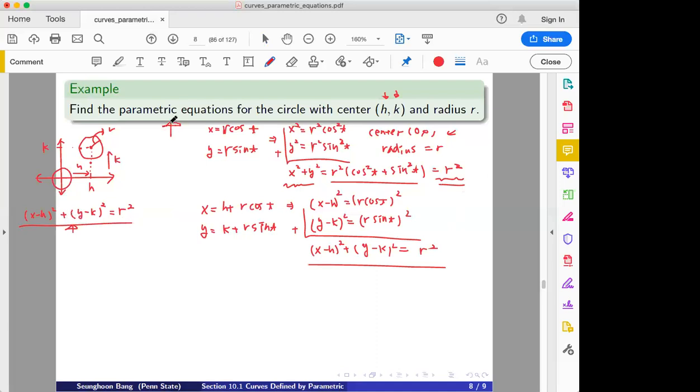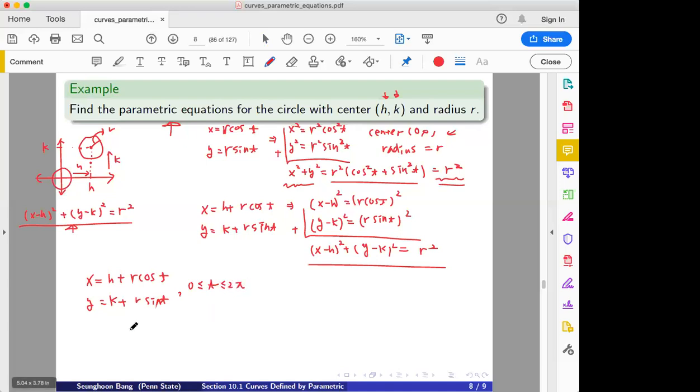So what's the parametric equation? We have this one on the right. x equals h plus r times cosine of t. The y is k plus r times sine of t. I want the point to move along the circle only once, so I can give a restriction. The t value is what? 0 to 2 pi.